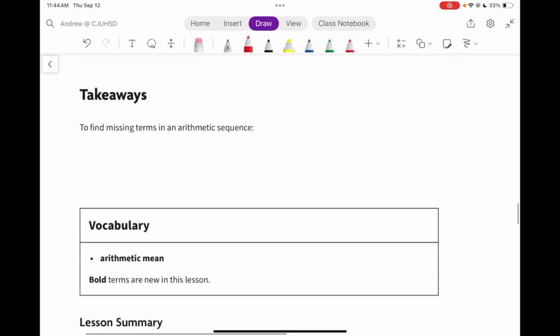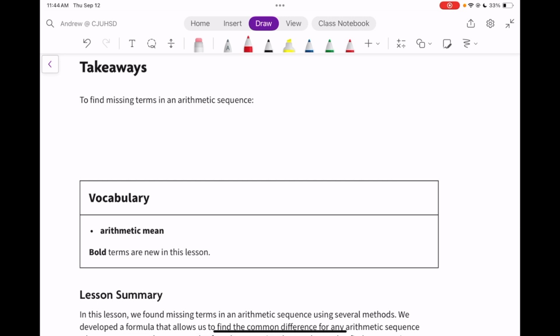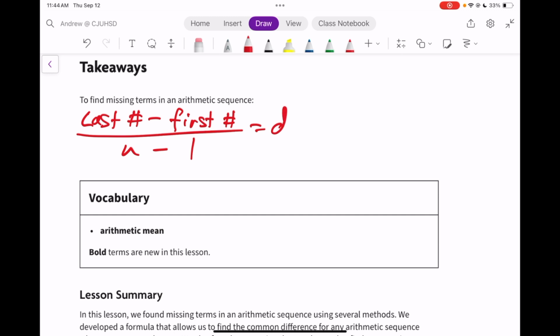So what are our takeaways? Well, simply that you could do it in words. If you take the last number minus the first number and you divide that by n minus 1, you're going to come up with d, the common difference. And then take the first number and add as many d's as you need to fill it in.